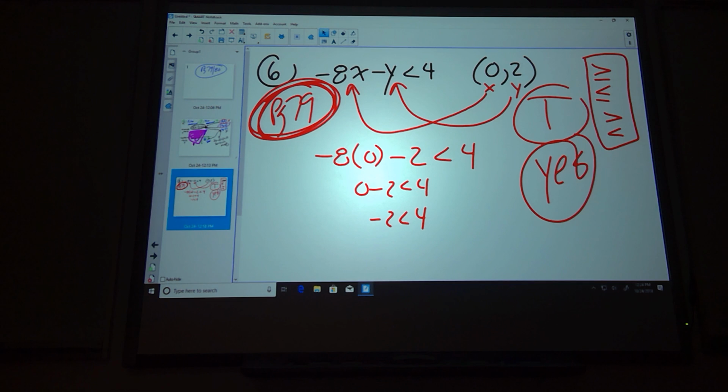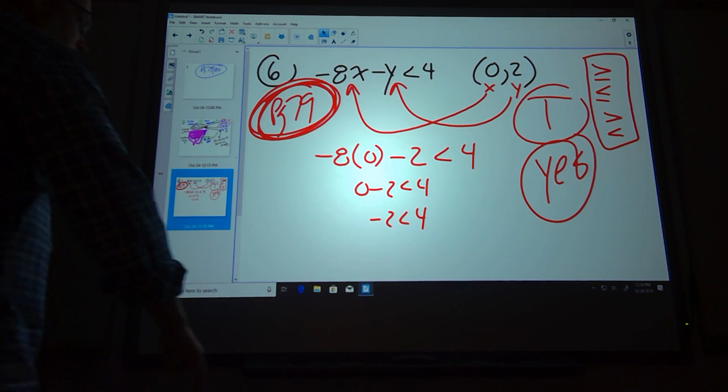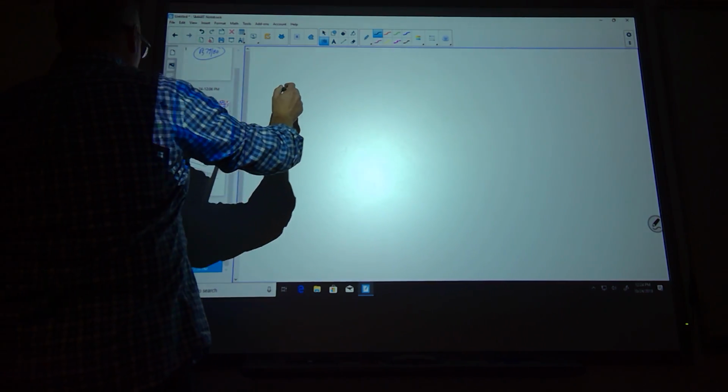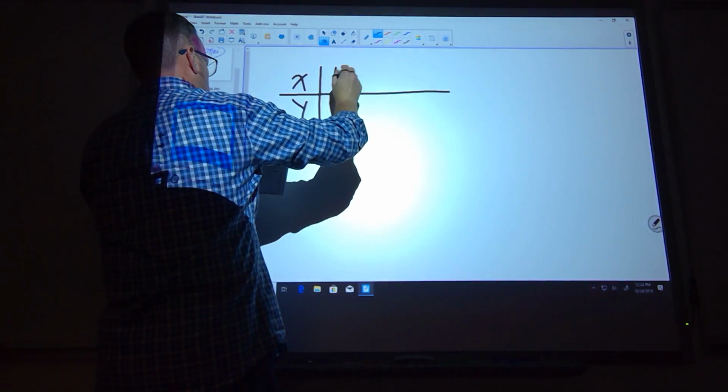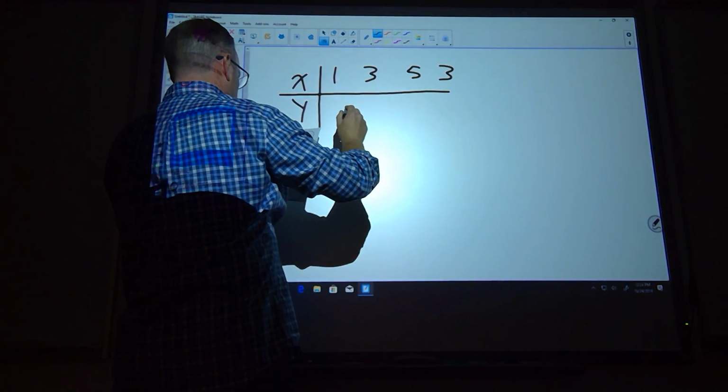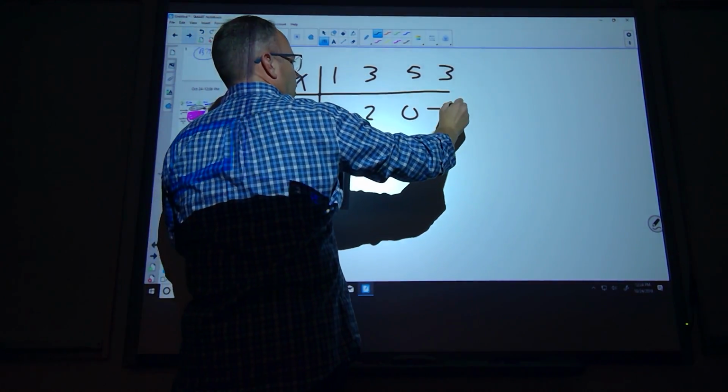Now, if you flip this paper open, it says the answer to problem number 1 is function, and it also says nonlinear. Or wait, did I get to the right one? I gotta see which one's the right one. So let's actually look at the first one so we can figure out how these answers work. So we have x, we have y. We have 1, 3, 5, and 3. And then we have 4, 2, 0, and negative 2.